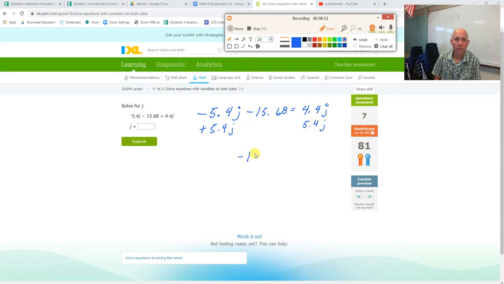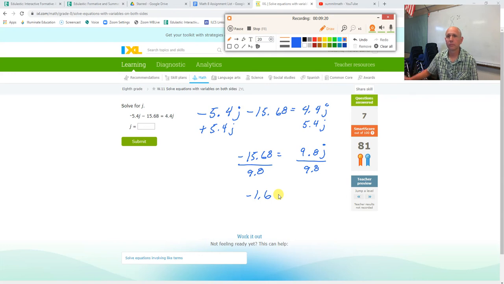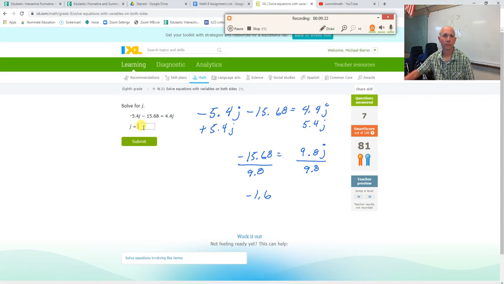That's going to give me negative 15.68 equals, what's that, 0.8? 9.8j. And then dividing both sides by 9.8. Calculator time. Negative 1.6 because of the negative. Negative 1.6. Yeah, okay, I get it.